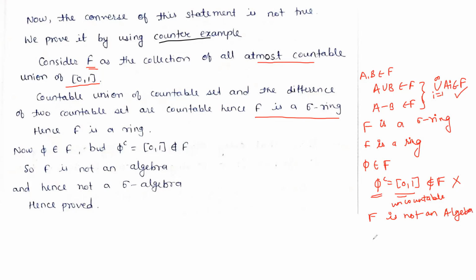And since it is not an algebra, F cannot be a sigma algebra. So since for phi belonging to F, phi complement does not belong to F, F is not an algebra, and hence not a sigma algebra. Therefore, taking a counter example, we have proved here that not every sigma ring is a sigma algebra, and therefore the converse of this statement is not true.